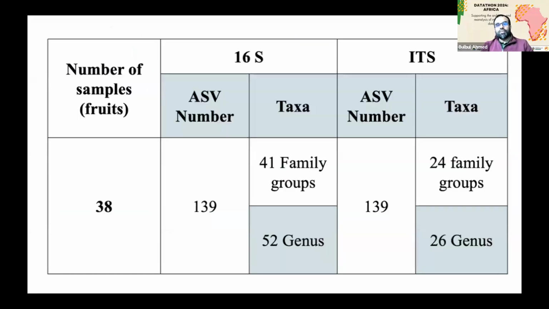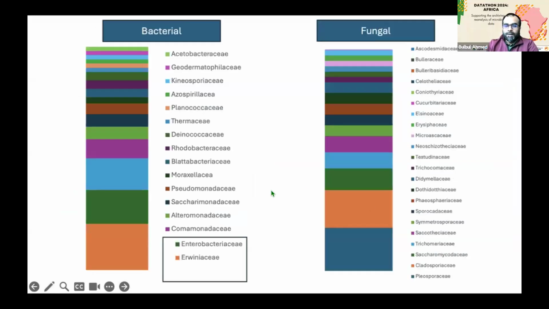A little bit of analysis has been done for 16S and ITS. We just did it for the fruit part. From 38 samples, we recovered around 139 ASVs from 41 different families and 52 different genera. For ITS, 24 family groups and 26 genera. This is just the taxonomic taxa abundance. We can see that for bacterial taxa, Erwiniaceae and Enterobacteriaceae are dominating, and in terms of fungi, Pleosporaceae and Cladosporiaceae are dominating the fungal community. We have not done further analysis yet; this was just done this morning.